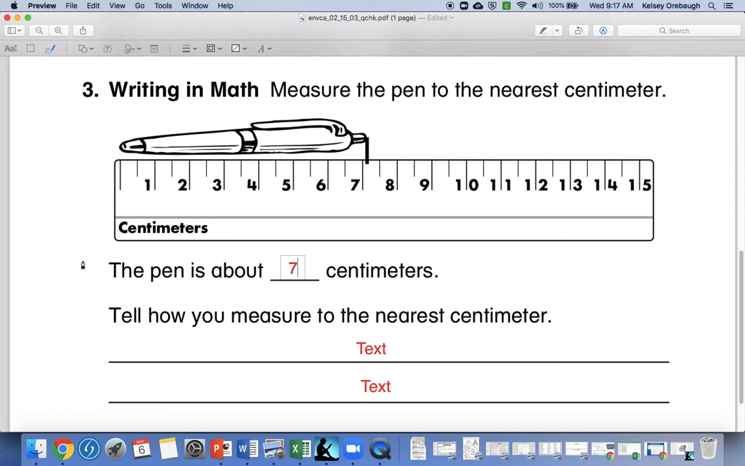Now the question asks, tell how you measure to the nearest centimeter. Well, not quite a question, more of a command there, okay? Tell how you measure to the nearest centimeter. So we'll use this pen as our example. We have to look at the pen first. And what do we see when we look at the pen? When it's lined up with the 0 marking and its furthest point, we can see that it is a little longer than 7 centimeters.